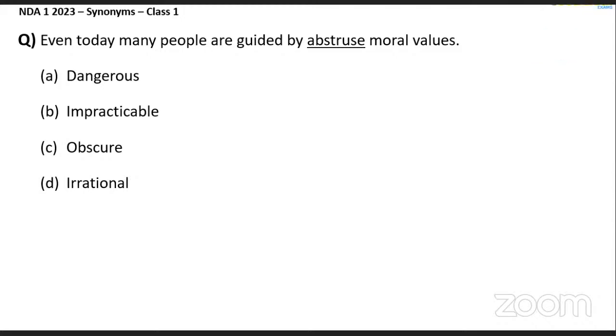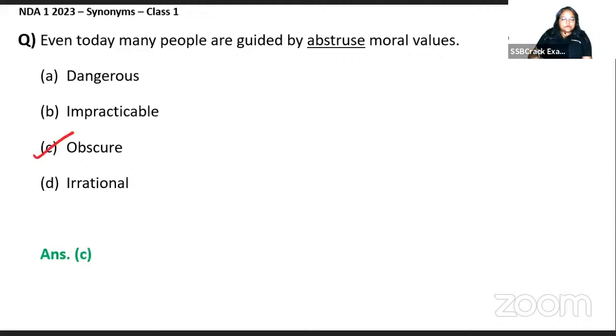Option B. Again guessing. Abstruse means obscure. Option C. Unclear or vague or not understood. That which cannot be understood easily.